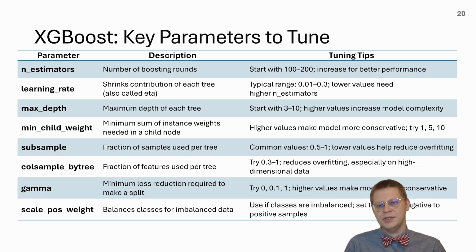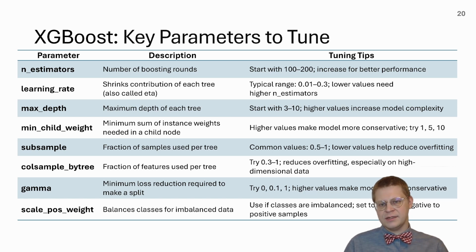Key parameters for XGBoost include learning rate. Smaller values increase the model's ability to generalize but require more trees. And also, the number of estimators here is the same as in the random forest, it's the number of trees. Max depth is the same. Lower values reduce overfitting but may limit complexity. But in general, the trees in boosting should be smaller than the trees in bagging or in random forest.